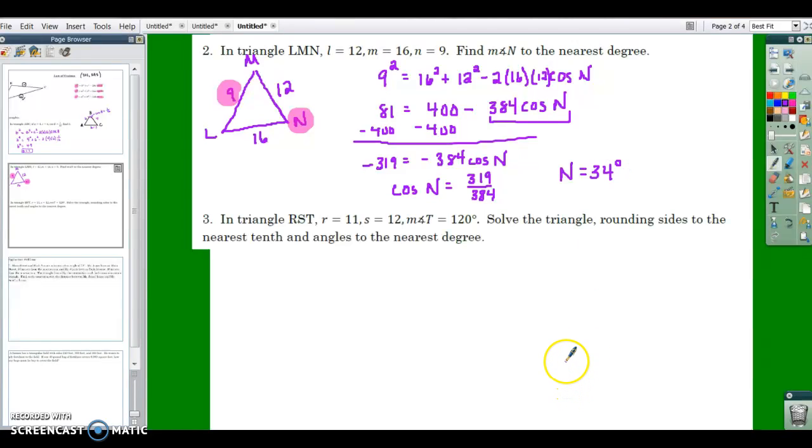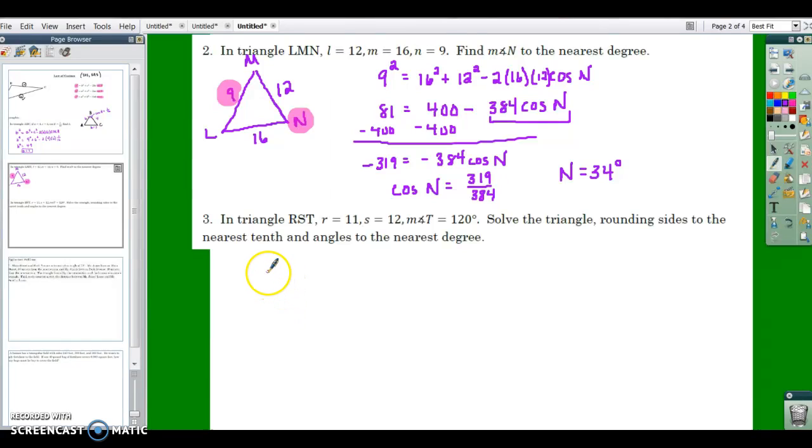Okay. So those are two different ways you can use the law of cosines formula. Another way that you could use it is if you're asked to solve the triangle. And solving the triangle simply means that you're finding all of the missing parts. So any missing sides and any missing angles.